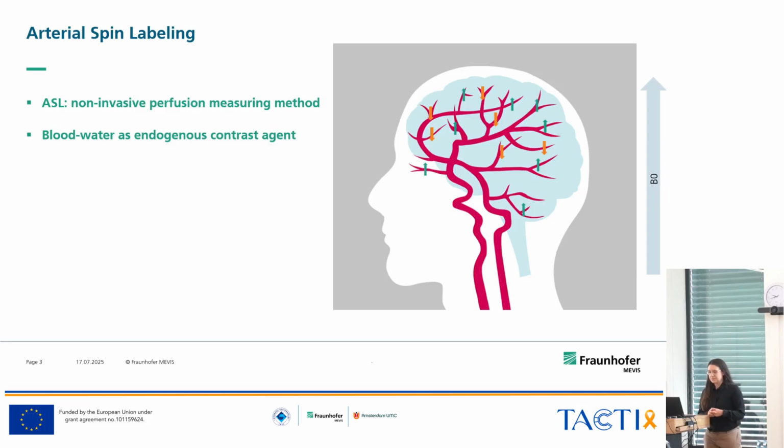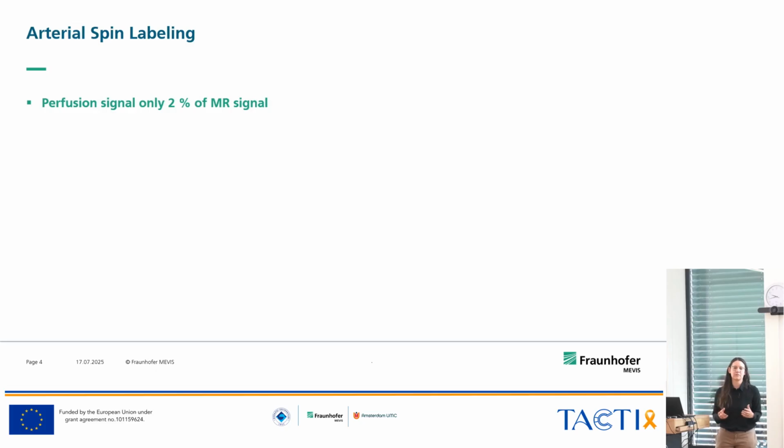And then we can acquire an image. The thing is that the perfusion signal in this image is only about 2% of the overall MR image, which is not that much. So we cannot just see the perfusion signal in the image.